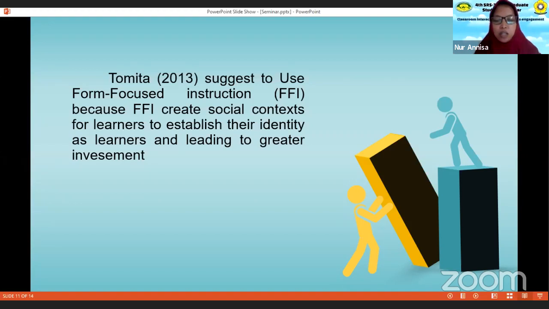Here are the suggestions for teachers that Tomita has given. Tomita conducted a study on Japanese learners. They tried to know how form-focused instruction, FFI, influences students' investment. The result suggests that a teacher can use FFI because FFI creates a social context for learners to establish their identity as learners, leading to greater investment.